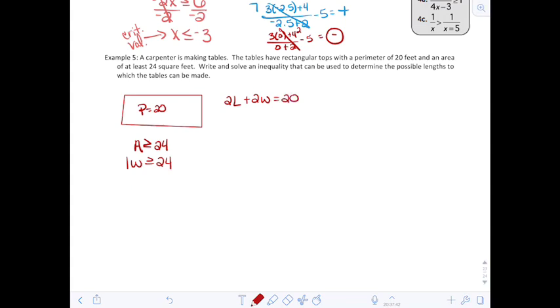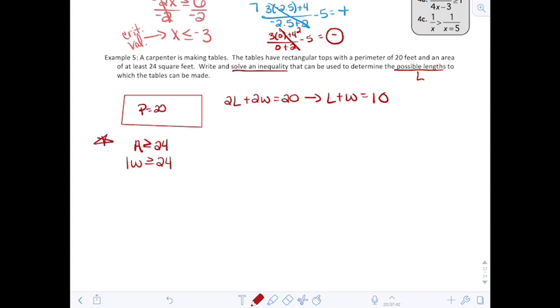That's equal to 20. So if I reduce that down and divide out a 2 from everything, I have length plus width equal to 20. And so they want to determine possible lengths, which is my L. And they want an inequality, which is this one over here on the left. So I'm going to replace, oh, and I totally messed this up, guys. Oops, sorry. This is 10, not 20. Great. Okay. Length plus width is 10.